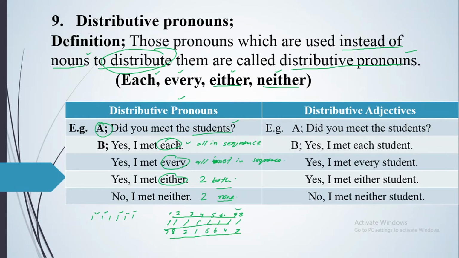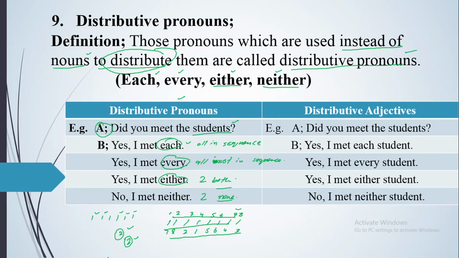So when you ask them in a sequence, that is known as each, and when you do not ask in sequence, then that is known as every. Either or either is used when there are two students and you meet both of them. That is known as I met either. And if there are two students and you did not meet any of them, then you say I met neither. So these are the distributive pronouns.